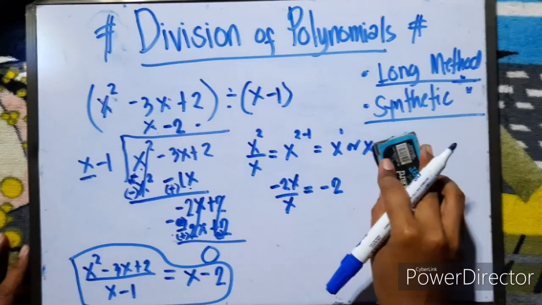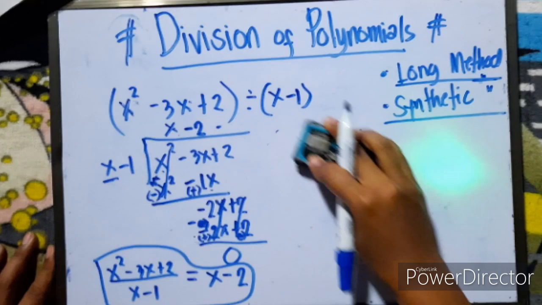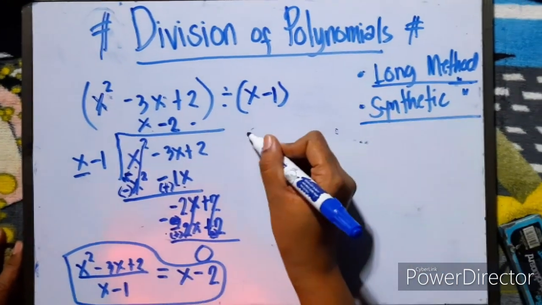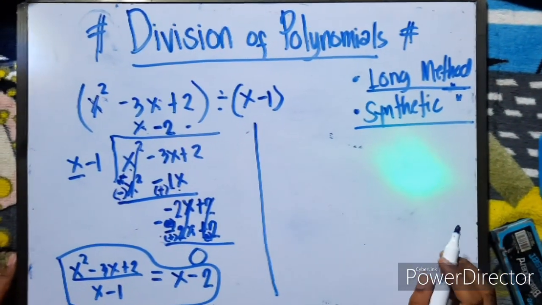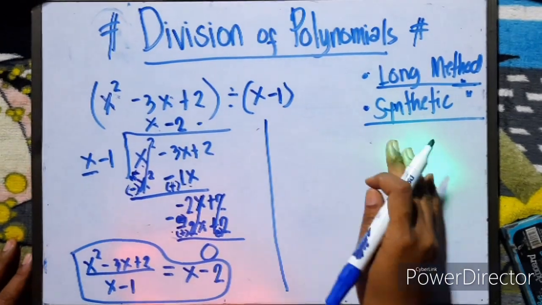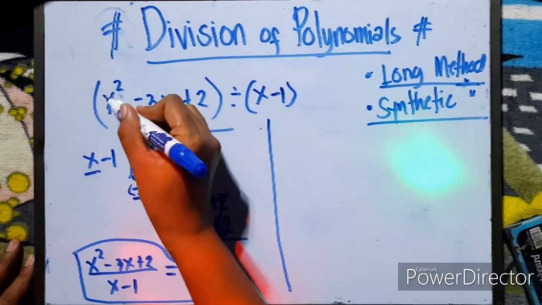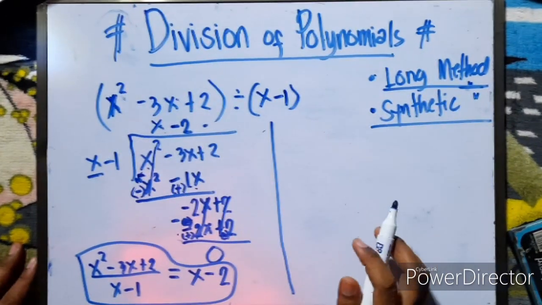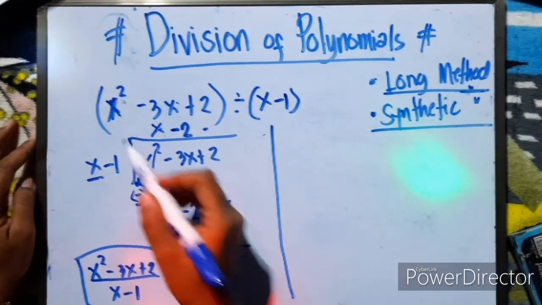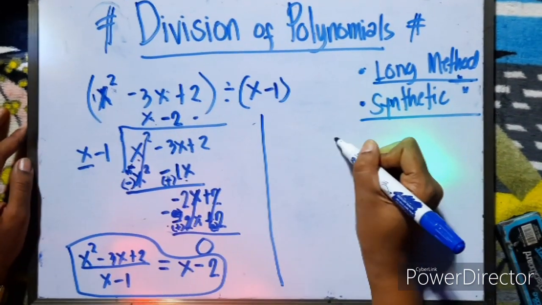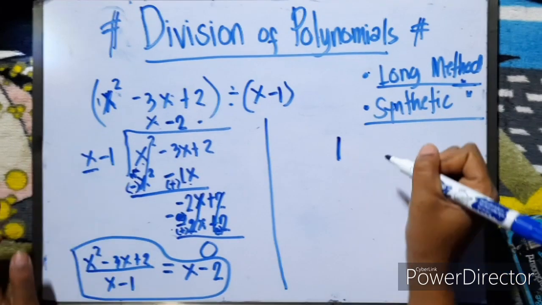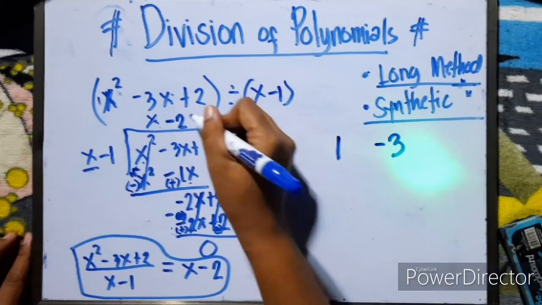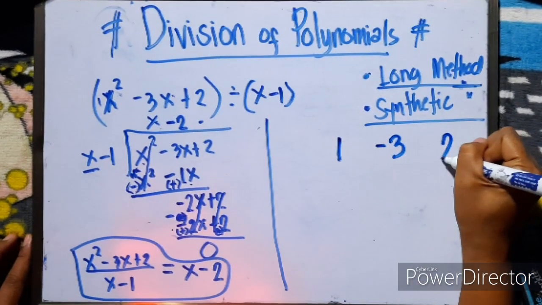Kani gyapon nga case, ato ni siyang gamiton. Muna ang long method of division, kani ang long method. Sulayan nato into synthetic division. So first things first, you are going to copy the coefficients of our dividend. So kaning x squared na siya coefficient of 1. Itong sulat diri si 1. Next, si x na po coefficient of negative 3. And then we have here the constant which is 2.